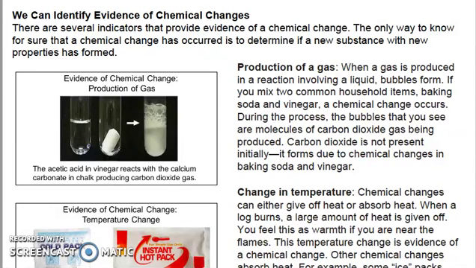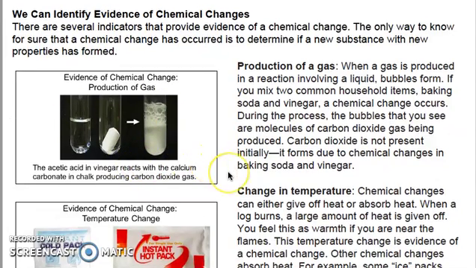When a gas is produced in a reaction involving a liquid, bubbles form. If you mix two common household items, baking soda and vinegar, a chemical change occurs. During the process, the bubbles that you see are molecules, remember, atoms that are mixed together, of carbon dioxide gas being produced. Carbon dioxide is not present initially. It forms due to chemical changes in baking soda and vinegar. Here you can see that right here. Maybe we'll do this in class.